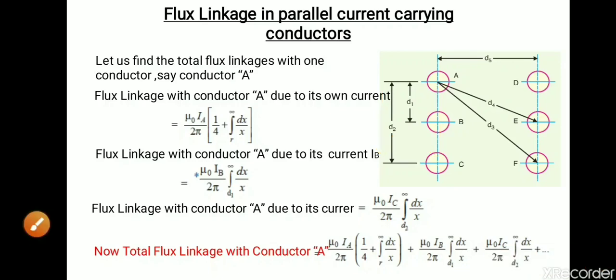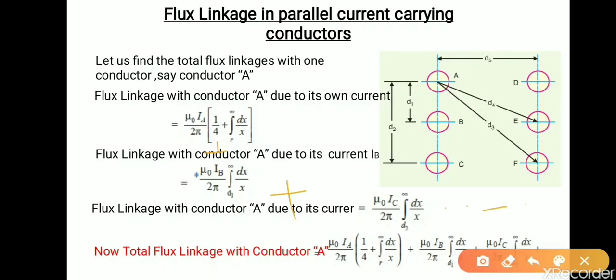Now the total flux linkage with the conductor A is given by summing up all of these. Similarly, the flux linkage will be due to the current ID in the conductor D, the flux linkage due to the current IE in the conductor E, and the flux linkage due to the current IF in the conductor F, and so on. By adding these, we will obtain the total flux linkage with the conductor A.